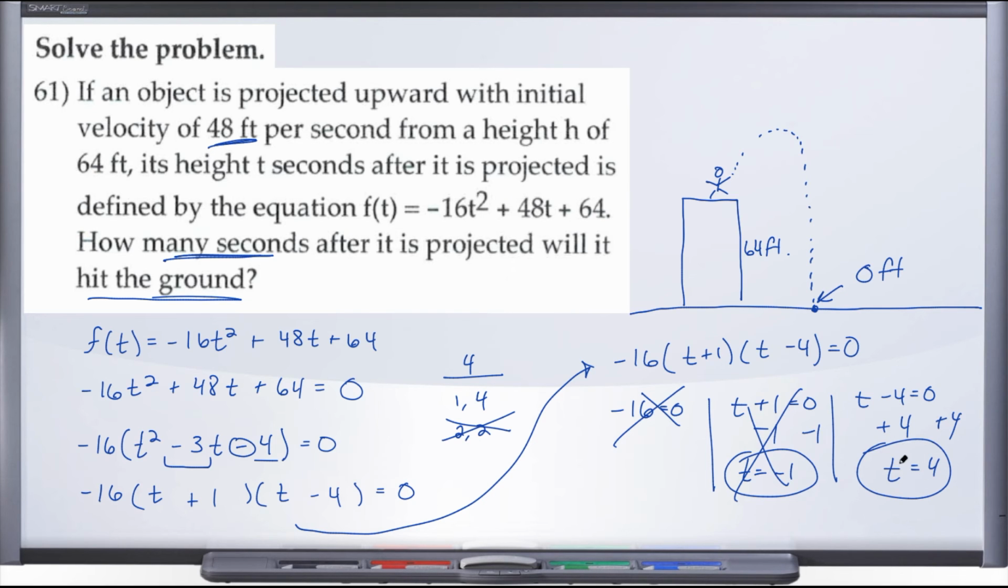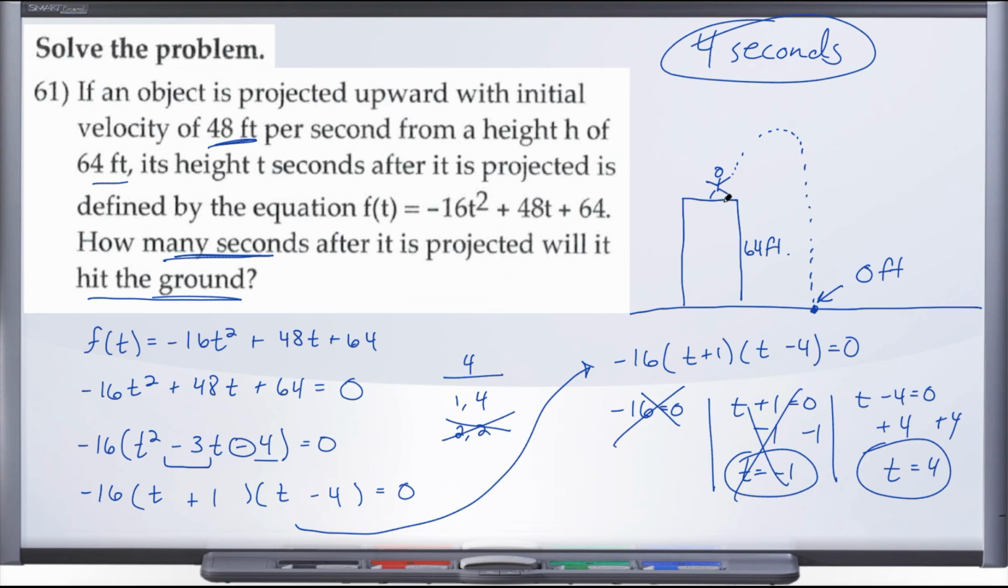And so what this is telling us is that after 4 seconds, so if somebody throws a baseball up in the air, after 4 seconds is when it's going to hit the ground, assuming these conditions are true, assuming that the initial velocity was 48 feet per second and that we were throwing this baseball from a height of 64 feet. All right, so t equals 4, and so you can just say how many seconds after it is projected will it hit the ground? You can just say 4 seconds. All right, and there you have it.